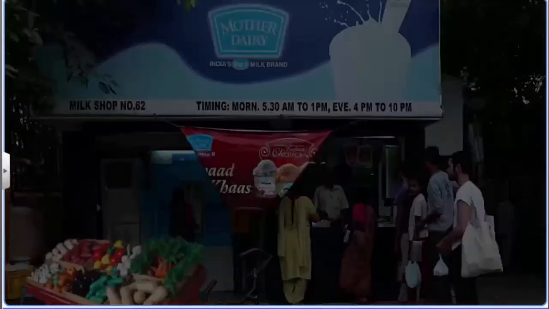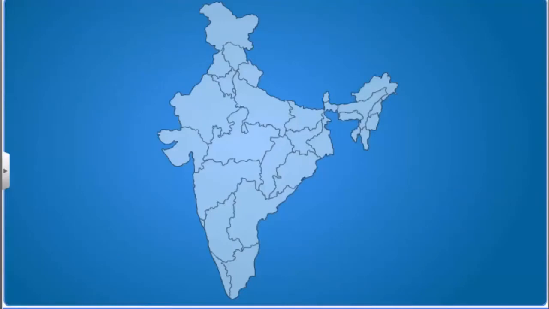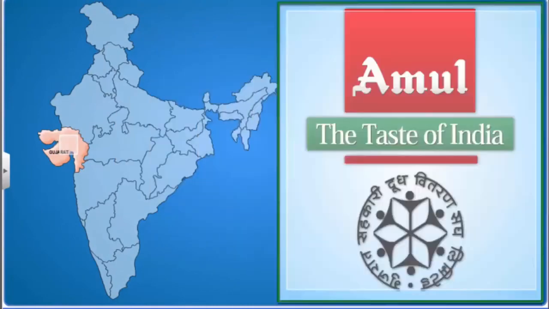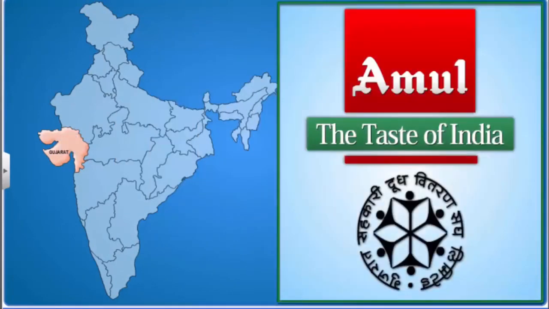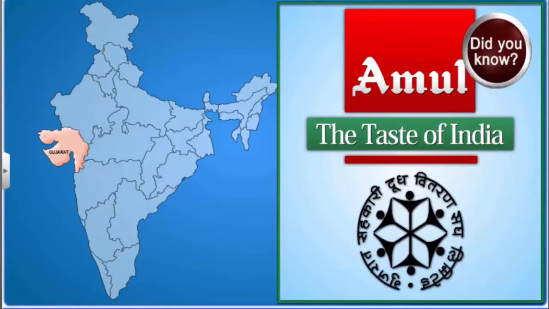Perhaps the best success story of cooperatives in India comes from Gujarat in the form of Anand Milk Union Limited or Amul. Did you know? The story of Amul began with its first modern dairy at Anand, where the brand name Amul got established in 1955.